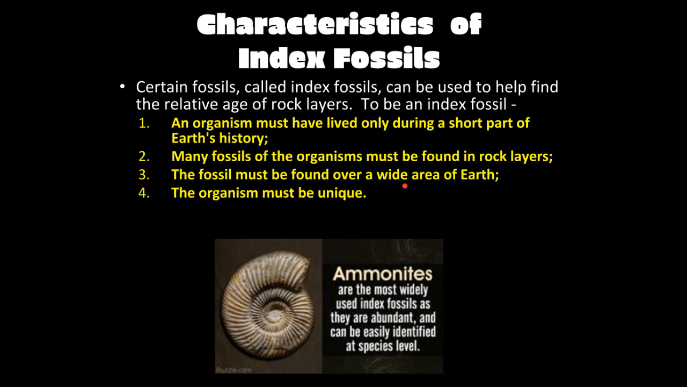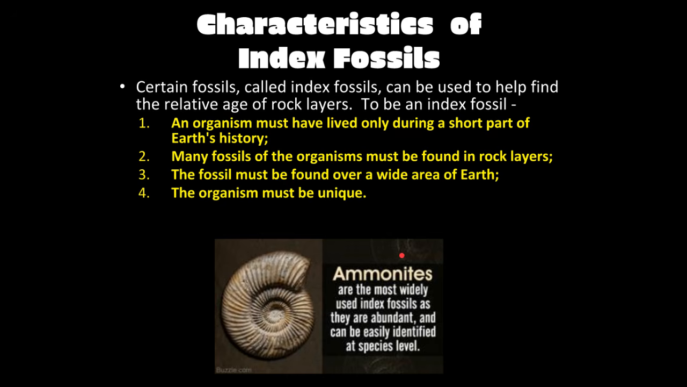And last but not least, they have to be unique enough in order to be able to differentiate them among other fossils that may not be index fossils. For example, there are a lot of shells that are so similar that they're not unique enough to identify as index fossils or not. So very important, they have to live a short period of time. We have to find them all over the place, and they have to be unique enough in order to identify them. So an ammonite is a great example of an index fossil.